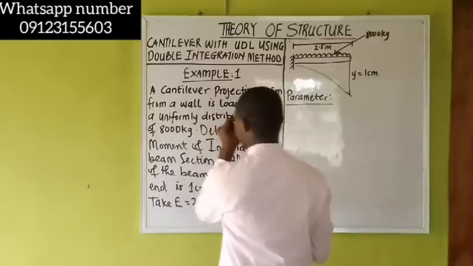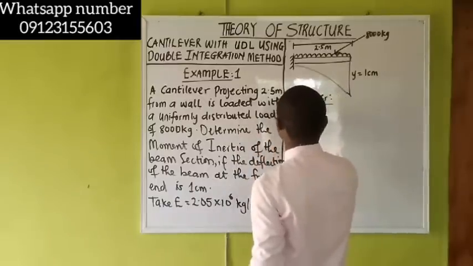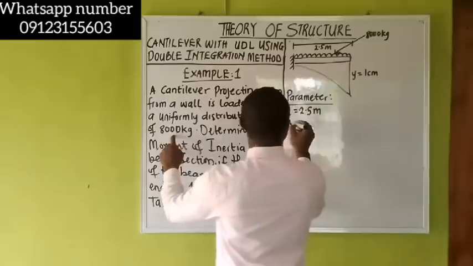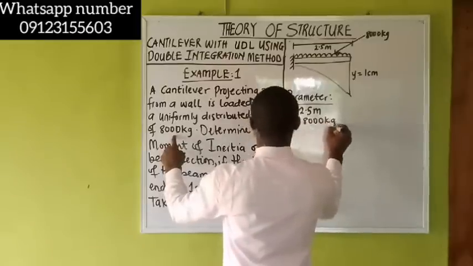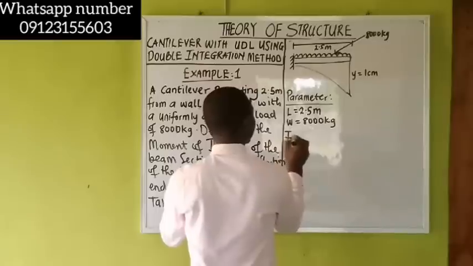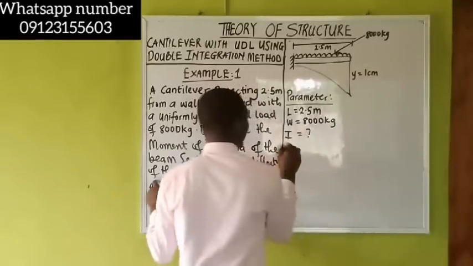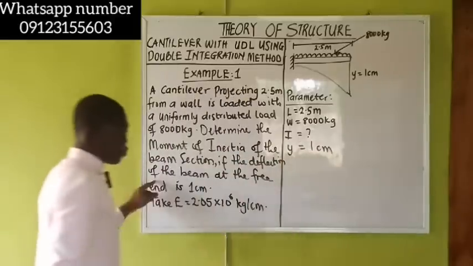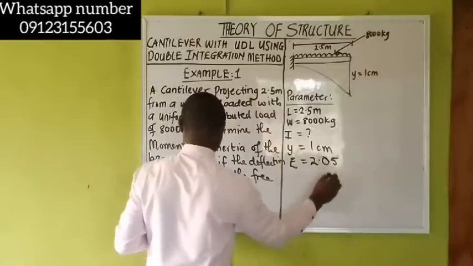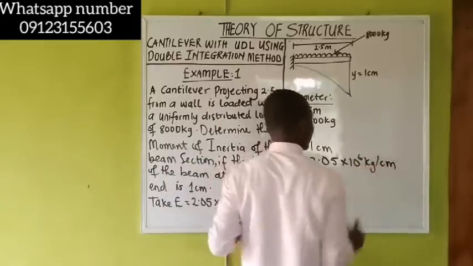Now listen, as parameters I'm giving number 1, my length, the length of the cantilever L to be 2.5 meter. Next up, I'm giving the weight W to be 8,000 kilogram. Next up, I'm not given I. I'm going to determine the moment of inertia, which is I, I don't know. I'm giving deflection y to be 1 centimeter. And I'm going to take Young's modulus E to be 2.05 times 10 to the power 6 kilogram per centimeter.